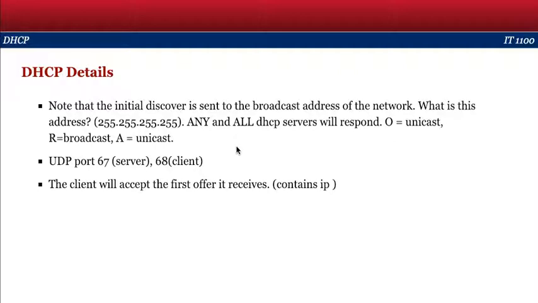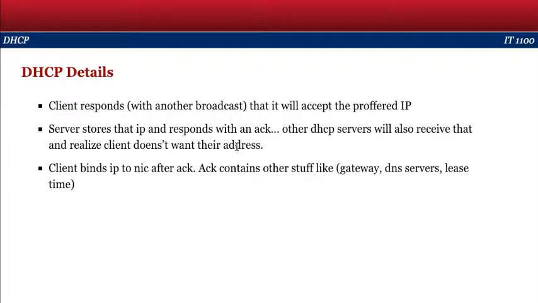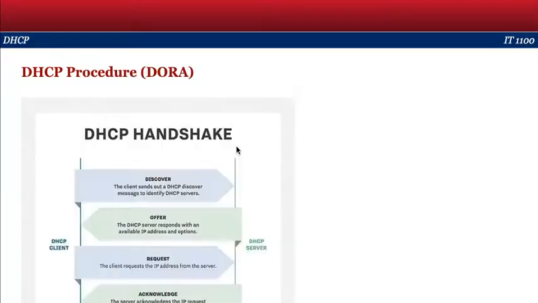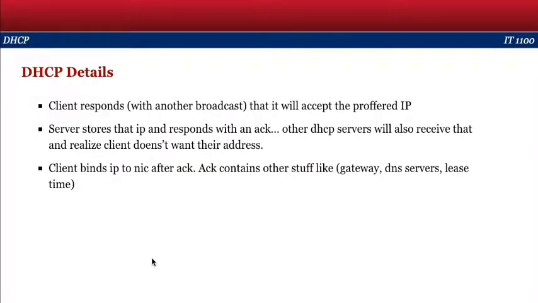Okay, a couple other notes. DHCP on the server runs on port 67. On the client, port 68. In the case of multiple offers, the client will accept the first offer it receives. Some details here: the client responds with another broadcast that will accept that proffered IP. That was a request, I'll go ahead and take that. Thank you. That was a broadcast. The server stores that IP and responds with an ACK.